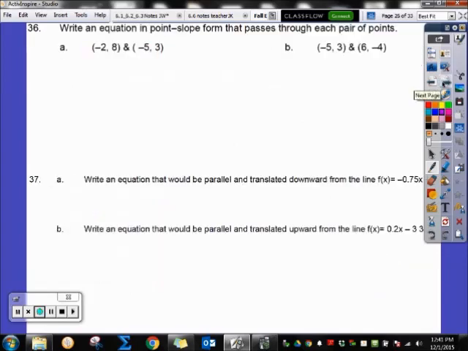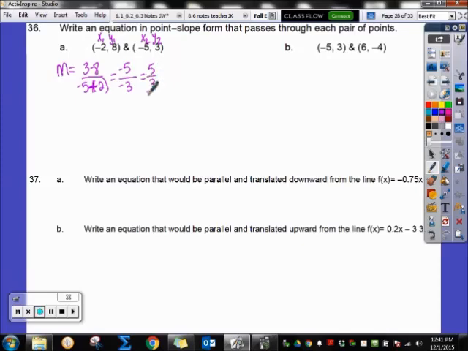36, write an equation in point-slope form that passes through each pair of points. So in this case, you have to find the slope first. That formula is on your chart if you need it. You can also label your points if you need to. So the slope of the first line is negative 5 over negative 3, which is just 5/3.